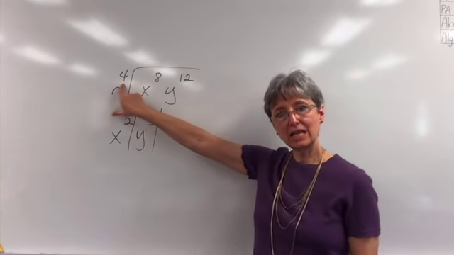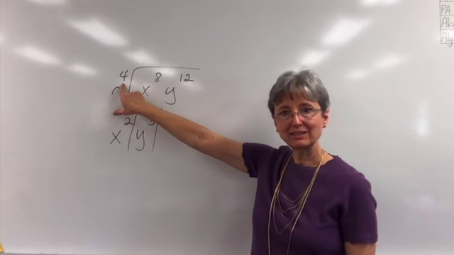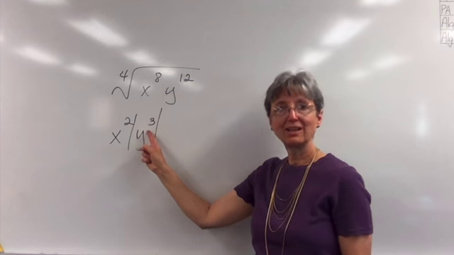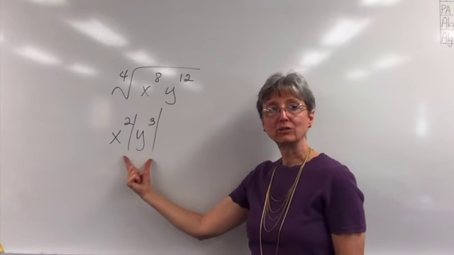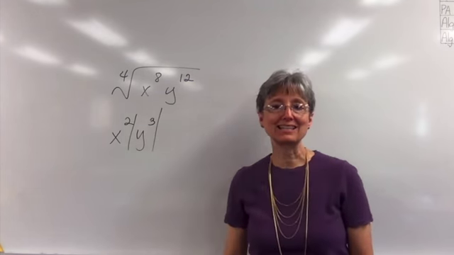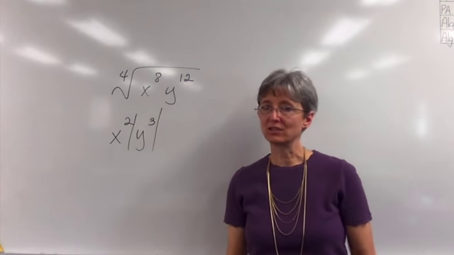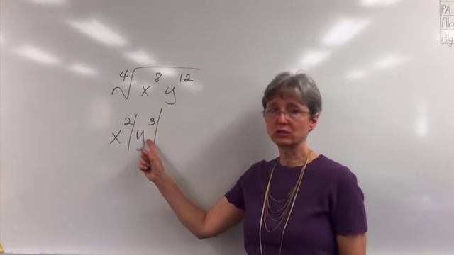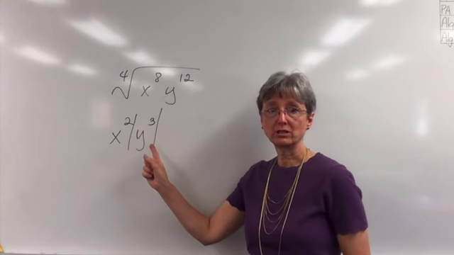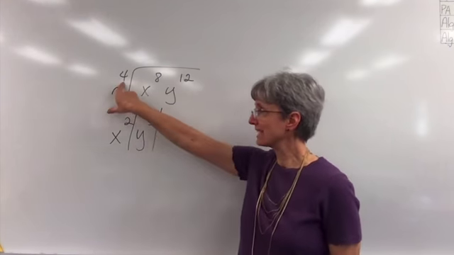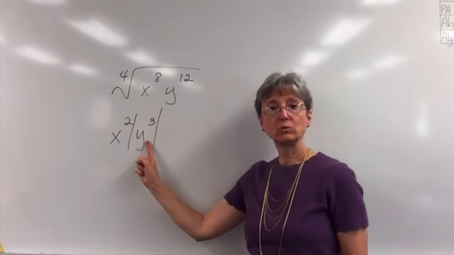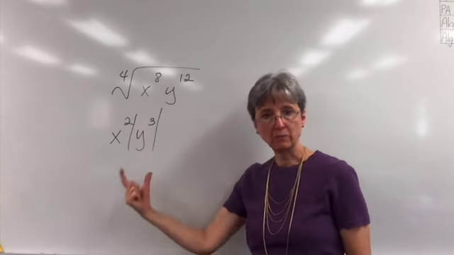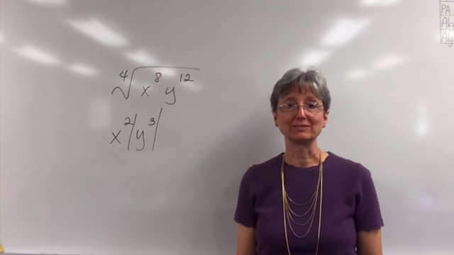When this index is even and the simplified version that comes out is odd, then you're going to need an absolute value to make sure that this stays positive and doesn't turn negative, because a negative times a negative times a negative would give us a negative answer. We don't want that. We only want the positive roots. So when the index is even and my root that comes out is odd, I'm going to put absolute value symbols around it.